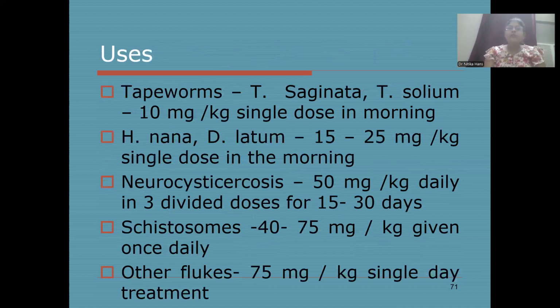Uses are tapeworms, for Taenia saginata and Taenia solium. The dose is 10 milligram per kg, single dose in the morning. For Hymenolepis nana and Diphyllobothrium latum, 15 to 25 milligram per kg, single dose in the morning. For neurocysticercosis, 50 milligram per kg daily in 3 divided doses for 15 to 30 days. For schistosomiasis, 40 to 75 milligram per kg given once daily. Other flukes, 75 milligram per kg single day treatment.